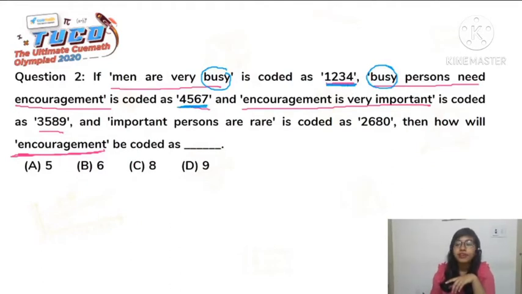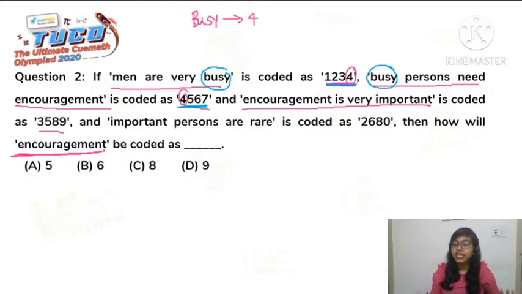There's a 4 here as well. So one thing which we are very sure about is that busy is coded as 4, because that only could be possible. All the other numbers denote the other words which are actually not common in both the statements. Okay. Now coming to the second and the third statement.